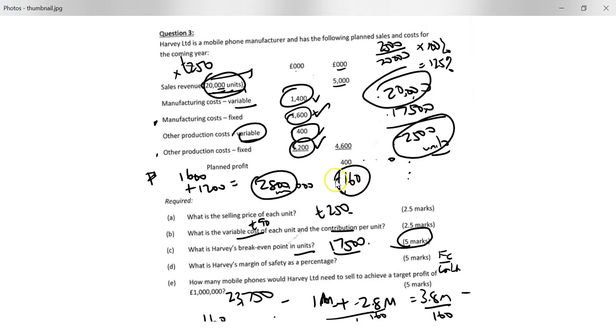Remember, the thinking is, I'm asking the question, how many units? I'm receiving 160 pounds for each phone. I need to get to 1 million profit. But first, before I can talk about profit, I must cover my fixed costs. I must get to 2.8 million first, then I can get to the 1 million as well.